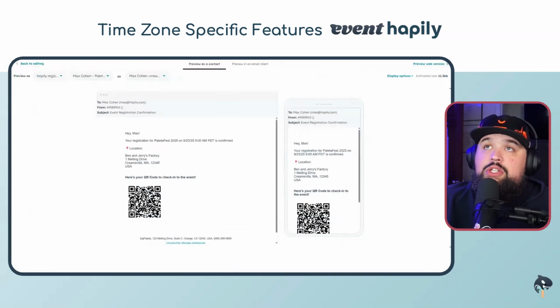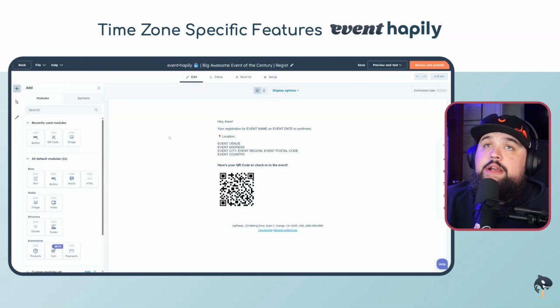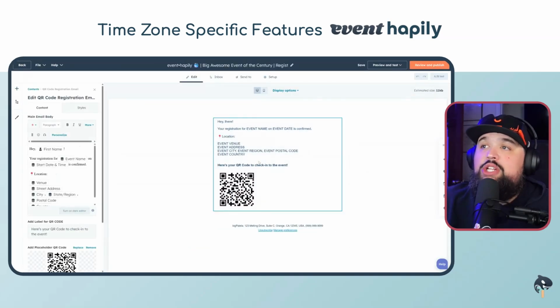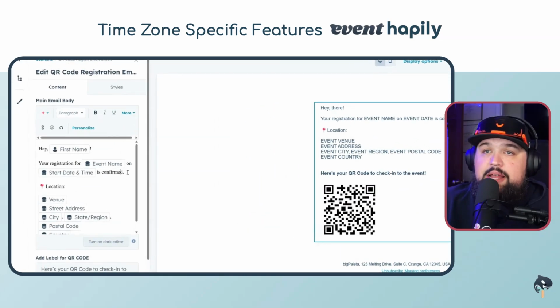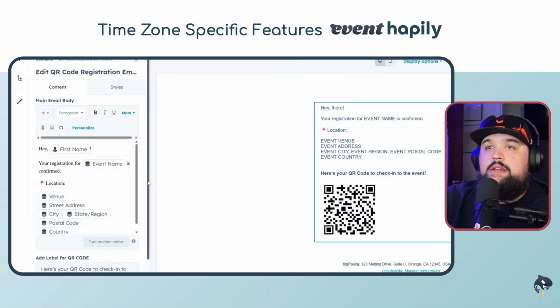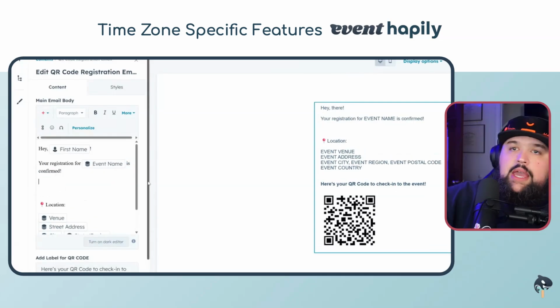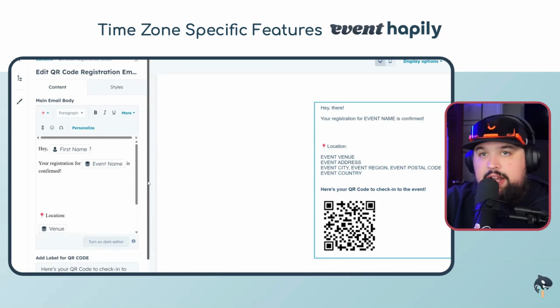So let's actually come back into this email. I'm going to go back and edit this email, and I'm going to change up the way this module is written. So I'm going to come over here on the left-hand side, and I'm just going to say your registration for event name is confirmed. So I'm going to delete all of this, right? So we'll say it's confirmed. And then what I'm going to do here is I'm just going to write it as a natural sentence.